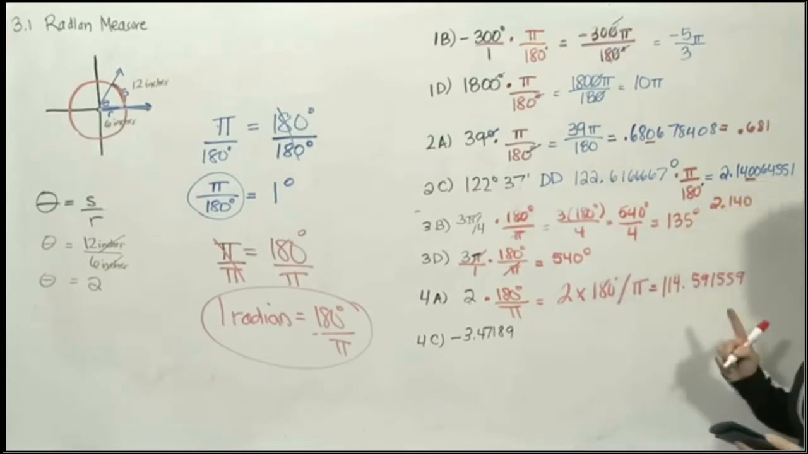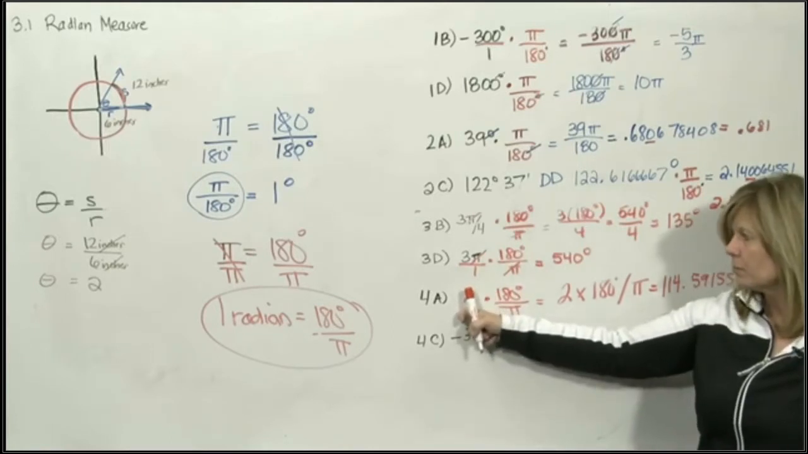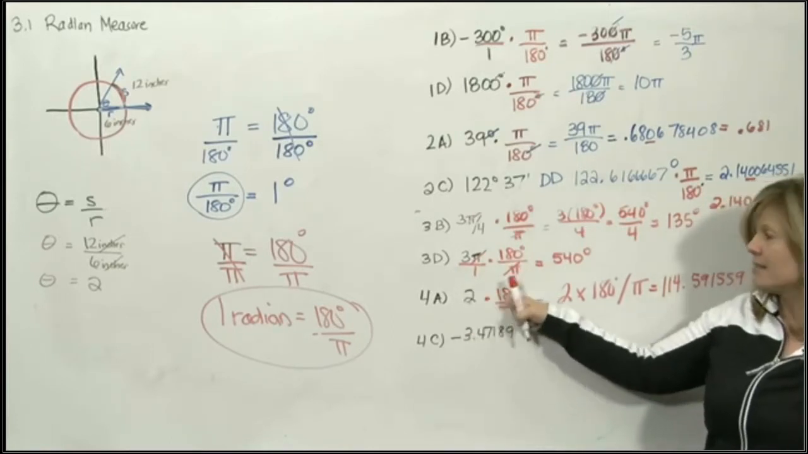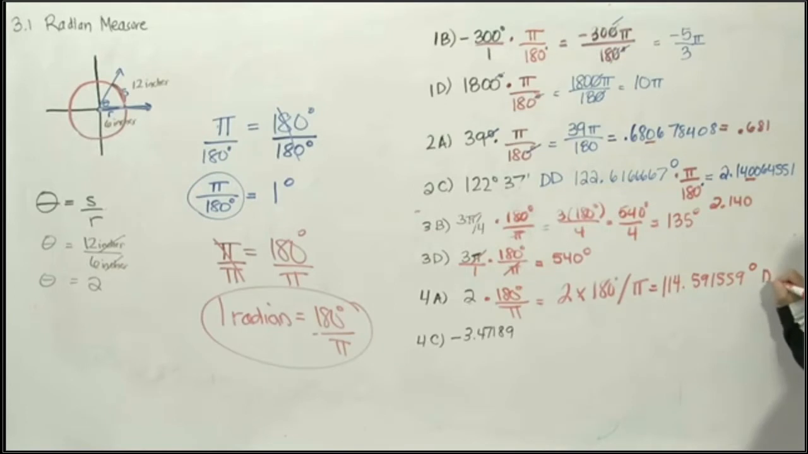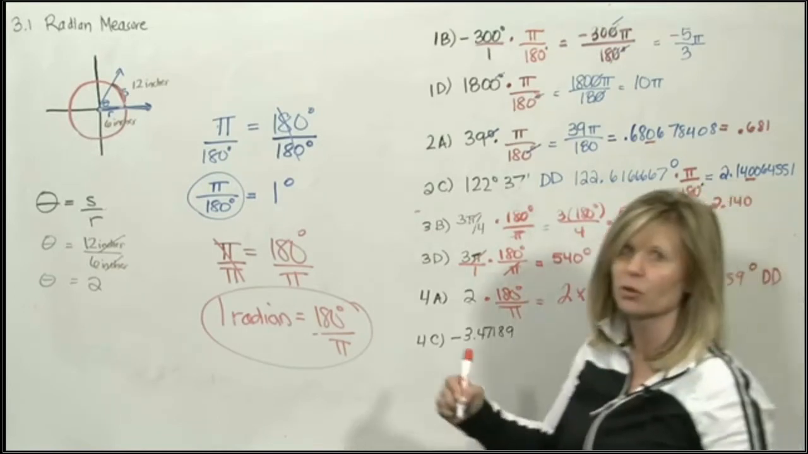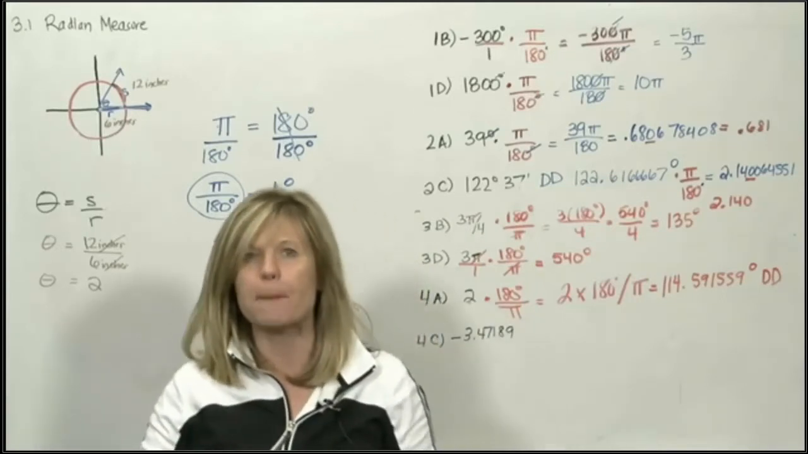114.591559. Everybody look at me. You started with 2 radians. See the degree symbol here? It had nothing to cancel with, so this is degrees. What kind of degrees is this? Degrees that have a decimal point are called DD. That's decimal degrees. This doesn't want decimal degrees. It wants DMS, the nearest minute.